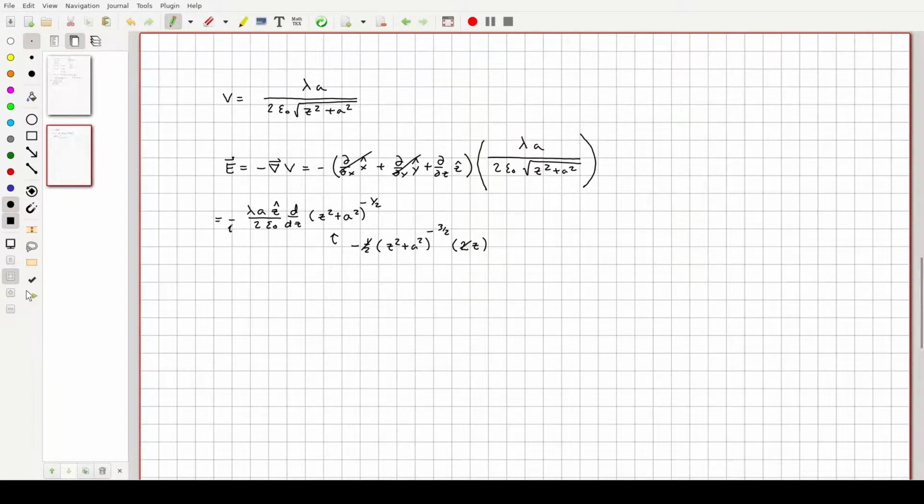I have a minus sign that sits out in front of here and a minus sign here. Those are going to cancel each other out. So what I get is lambda times a times z, z hat, because there's a z at the top. And in the denominator, I get 2 epsilon naught times z squared plus a squared raised to the 3/2 power.